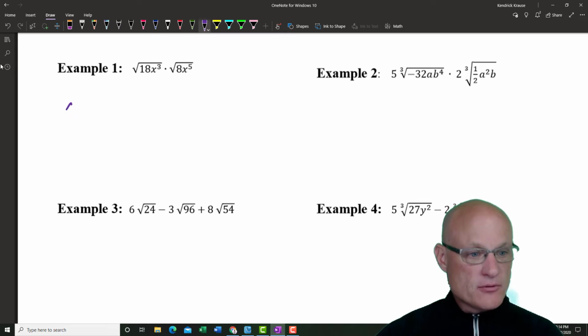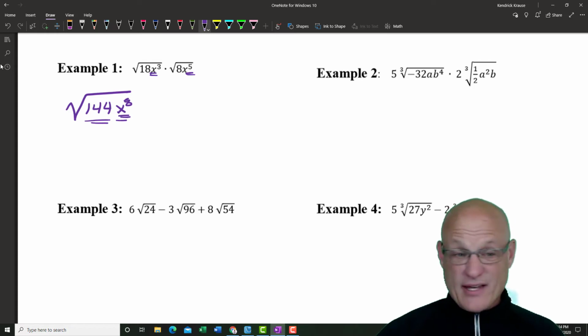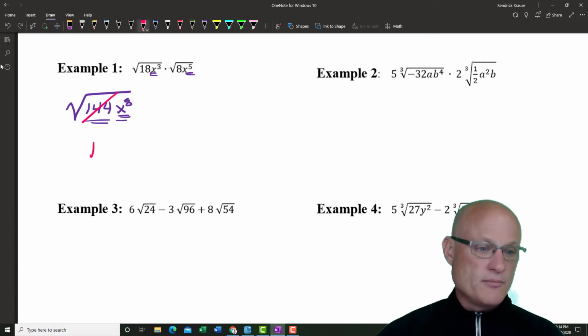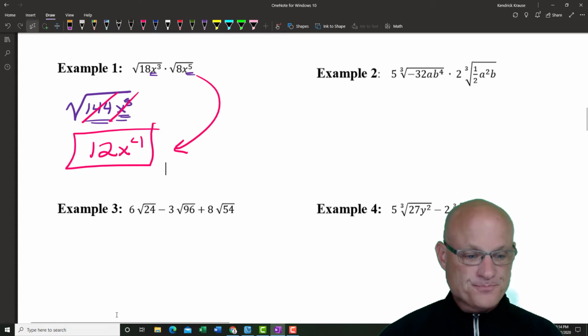So this becomes 144 square root, or x to the, let's see, 3 and 5 is 8. X to the 8th. Add those exponents up. All right, so this is a perfect square, and this is a perfect square. It's already written as an even exponent, so we're good. What's the square root of 144? It's 12. What's the square root of x to the 8th? X to the 4th. So that is really that.